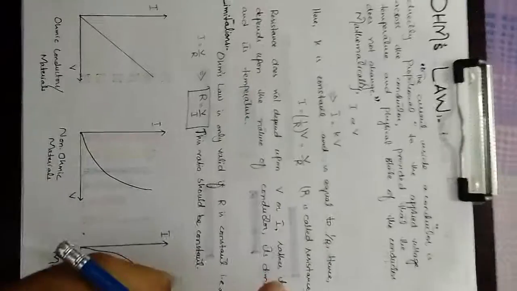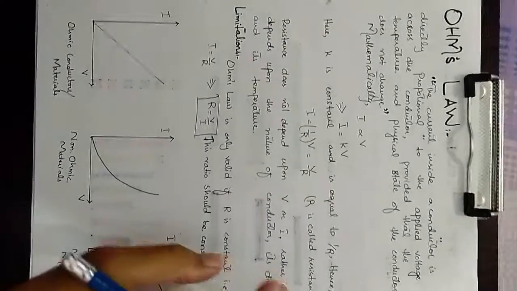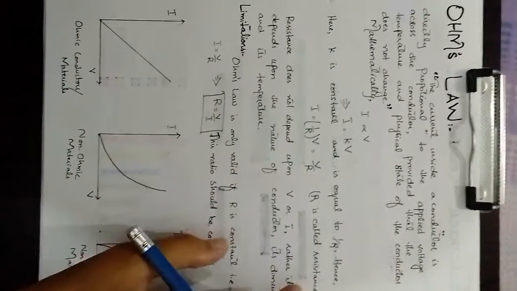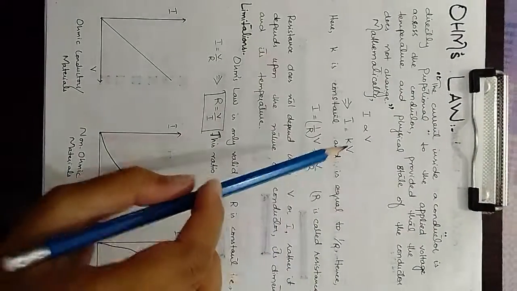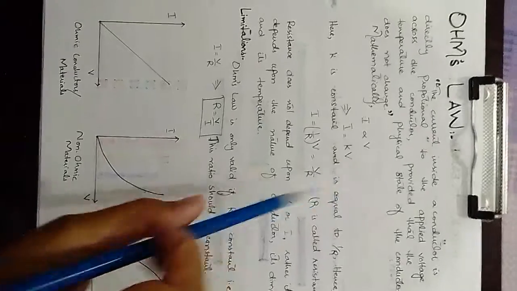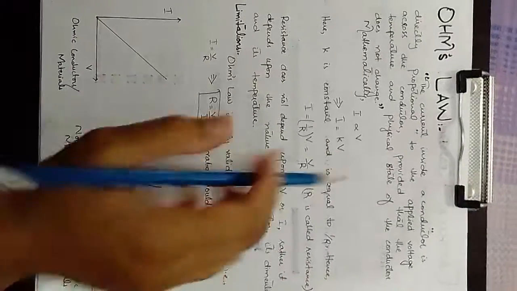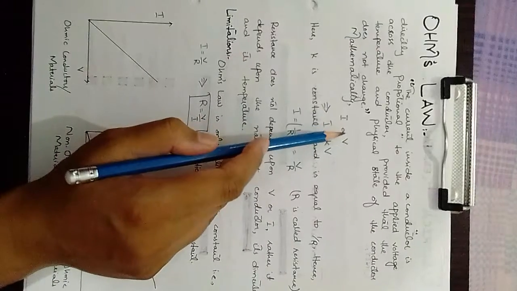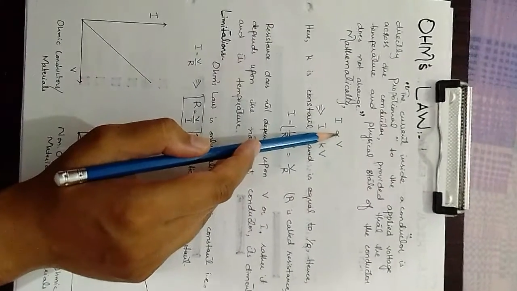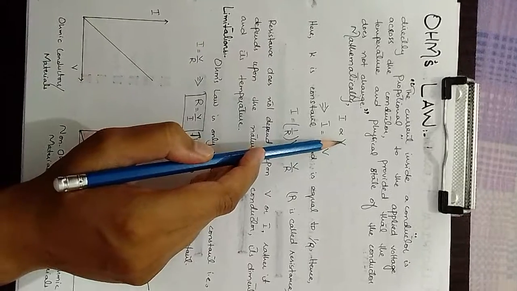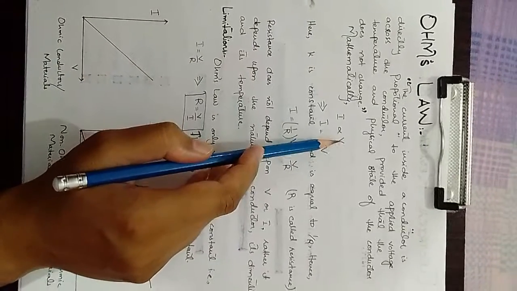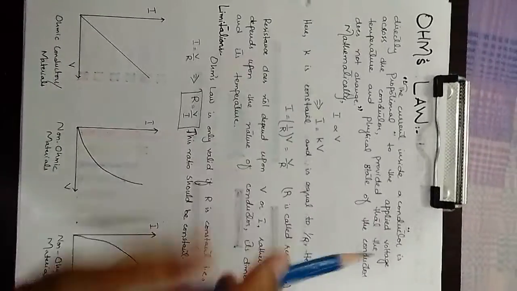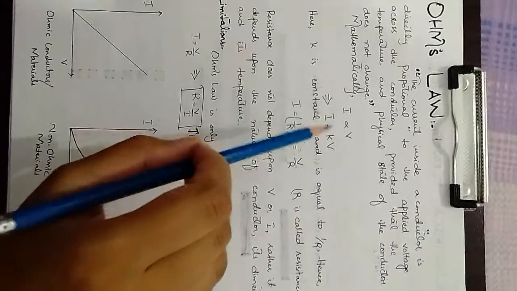It means that we should not change the conductor's temperature, and we should not change the physical state of the conductor. We should not increase the length of the conductor, and we should not increase the area of the conductor. So the current inside the conductor increases or decreases directly proportionally to the applied voltage. The higher the voltage, the higher the current. The lower the voltage, the lower the current.